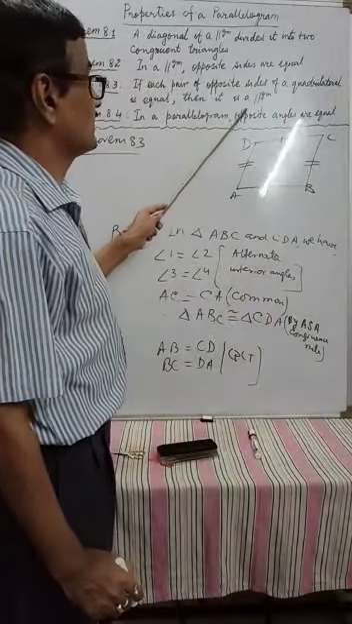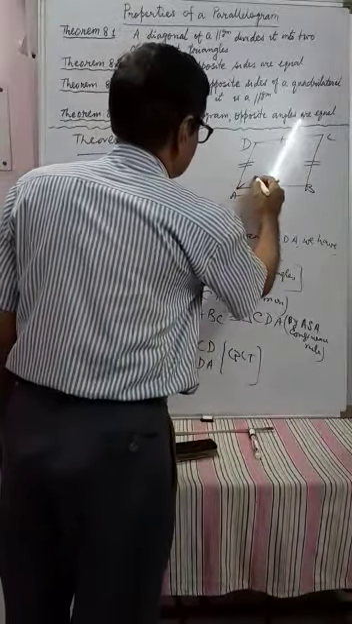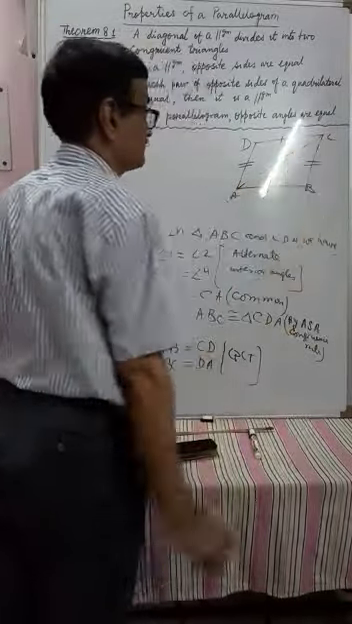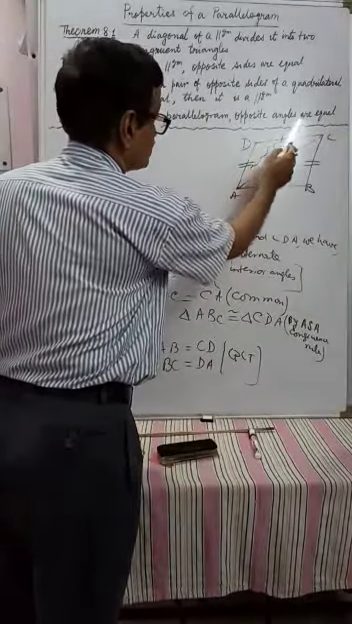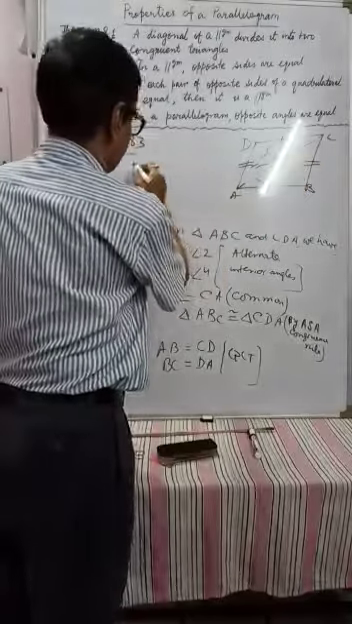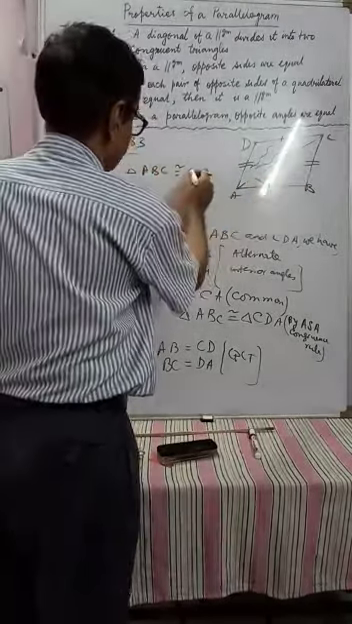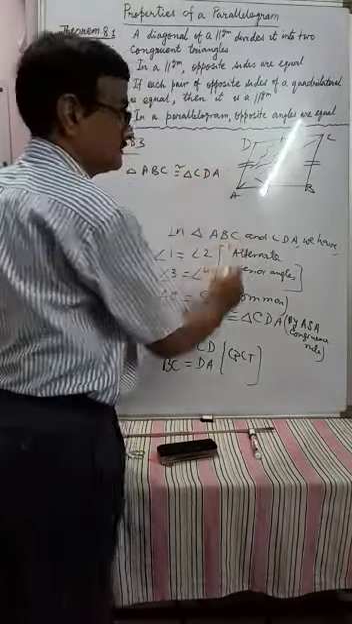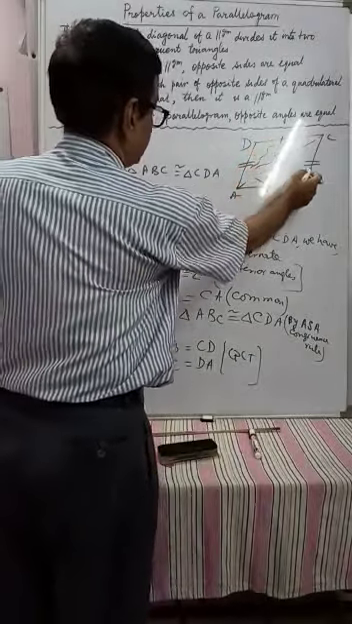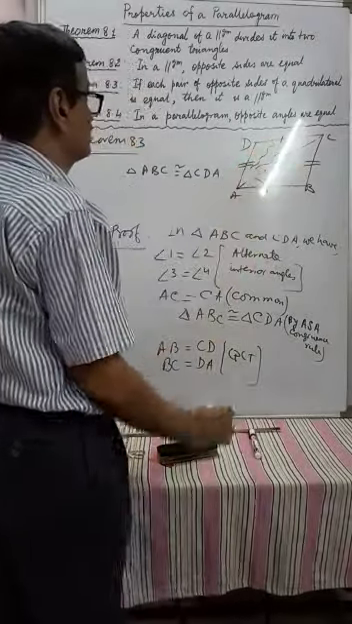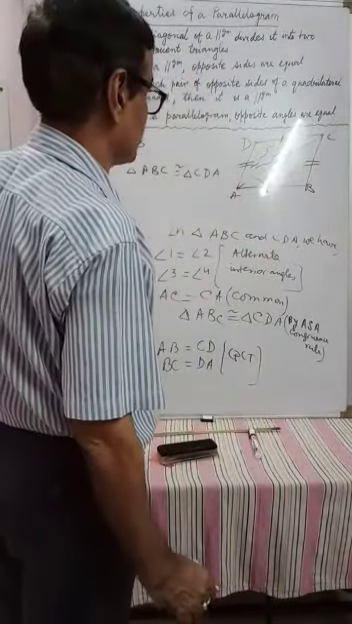We have to prove that it is a parallelogram, and for that construction we will join AC, and then these two triangles will be congruent. These two triangles will be congruent, namely triangle ABC congruent to triangle CDA. These two triangles will be congruent because AB is equal to CD and BC is equal to DA, because we have already proved that opposite sides of a parallelogram are equal.